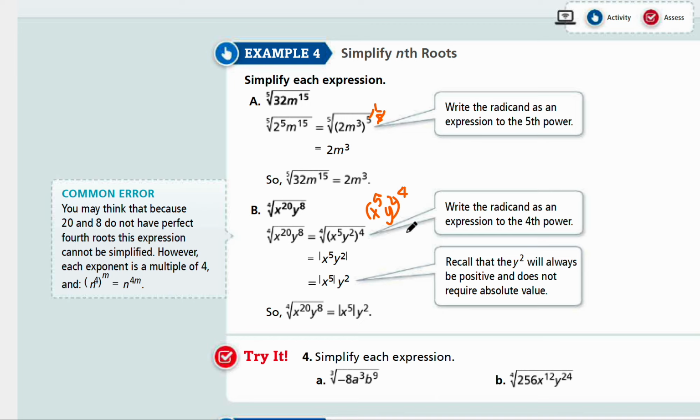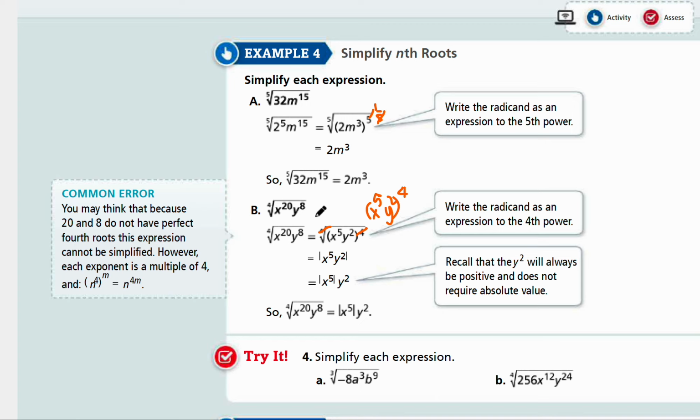Yeah, and then this will cancel the radical and the power out, and you'll just get the absolute value of x to the fifth power, y squared. Why do we have the absolute value here? We have to have a positive x to the fifth and y squared because, if we have a negative inside the radicand, that means we have an imaginary number, and we don't want that. We want to stay real.